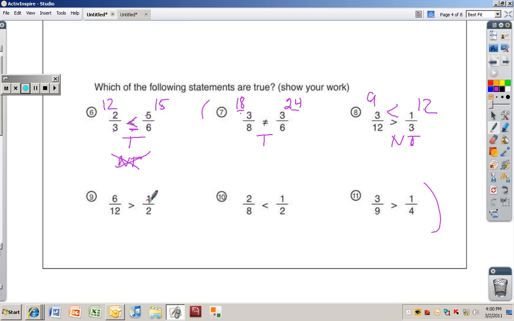Number 9, 12 times 1 is 12. 2 times 6 is 12. Is 12 larger than 12? No, of course not. They're equal to each other. 8 times 1 is 8. 2 times 2 is 4. Is 4 smaller than 8? Yes, it is. So that one's true. 9 times 1 is 9. 4 times 3 is 12. Is 12 larger than 9? Yes, it is. So that one is true as well.